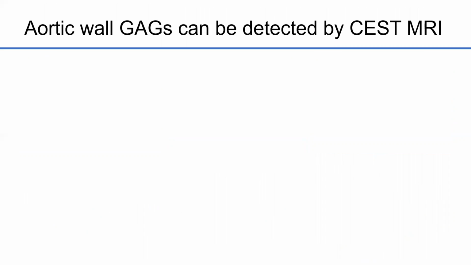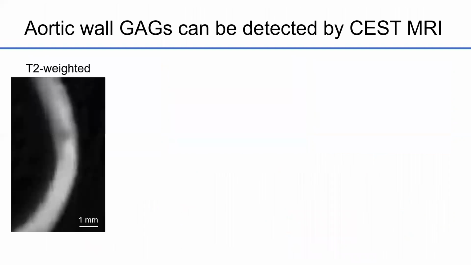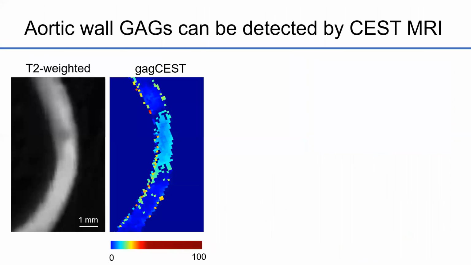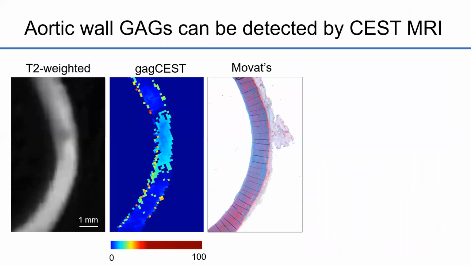To determine if GAGs could be imaged by MR, samples were scanned at 9.4 Tesla. This depicts the T2-weighted scan of a 5 centimeter aorta and the same tissue imaged using CEST MRI. This reveals a territory of increased signal which closely matches a region of GAG accumulation evident by histology.